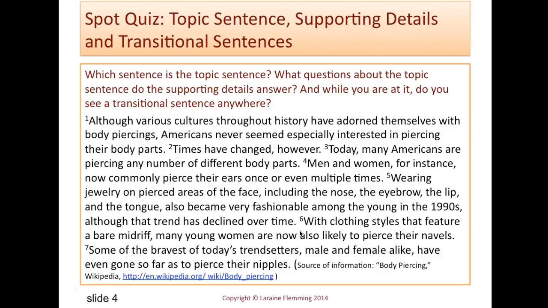A transitional sentence occurred in sentence number 2. "Times have changed, however." Remember, the paragraph started talking about how Americans never seemed especially interested in piercing, and then sentence 2 changes the direction of that paragraph by saying, times have changed, however, and so the rest of the paragraph continues off in a different direction, actually explaining where piercings are occurring on Americans.